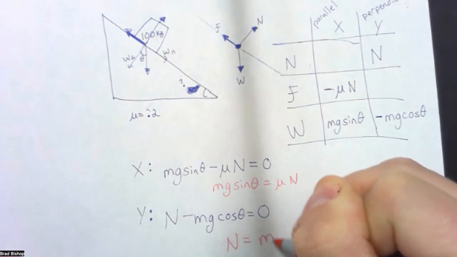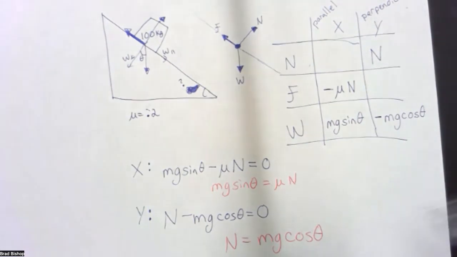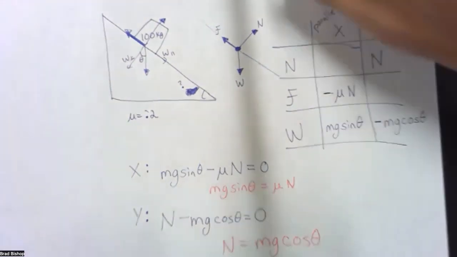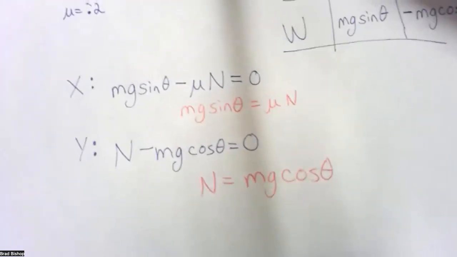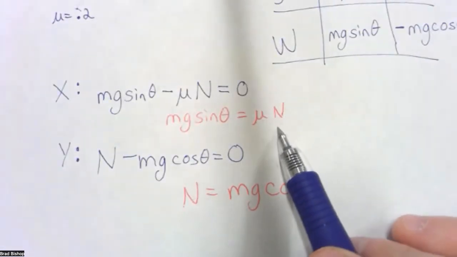Normal equals mg cosine theta. I've got a mass and I've got g, but I don't know what normal force is. I do know mu and I don't know the angle. So what do we do here? Well, when we have two equations, this is where friction really comes into play.